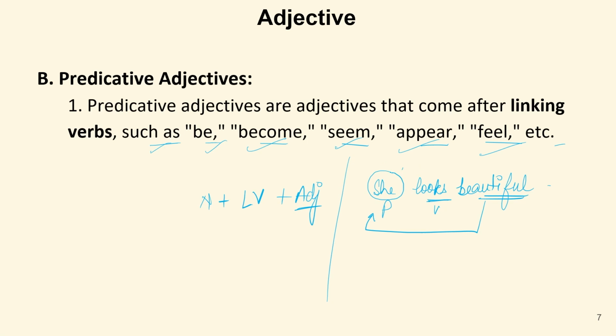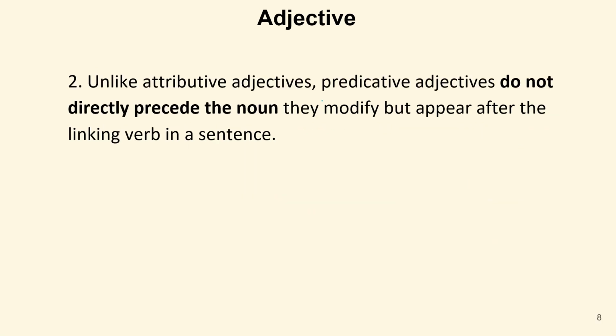We are talking about she, that she is beautiful. This word beautiful is used for she. So, who is beautiful? She is beautiful. So this is a pronoun and this beautiful is a predicative adjective, which is qualifying the noun or pronoun just before the linking verb. Now, unlike attributive adjectives, predicative adjectives do not directly precede the noun they modify but appear after the linking verb in a sentence. So their position will be like subject, then linking verb, then adjective. So these are predicative adjectives.